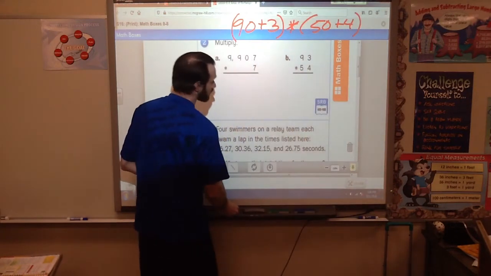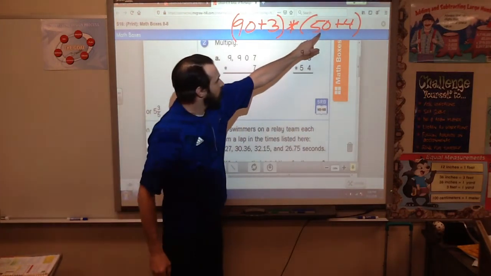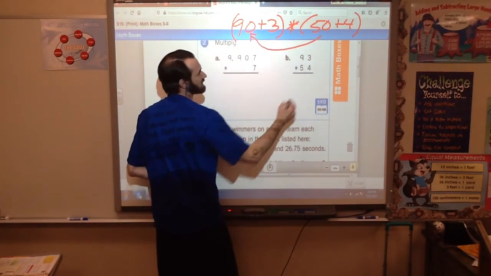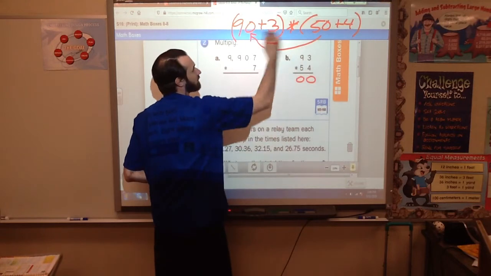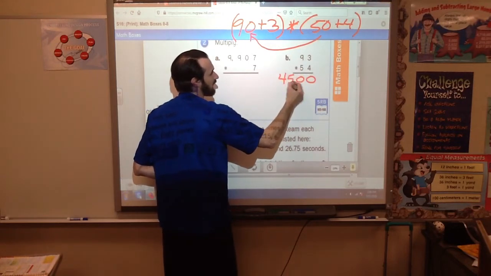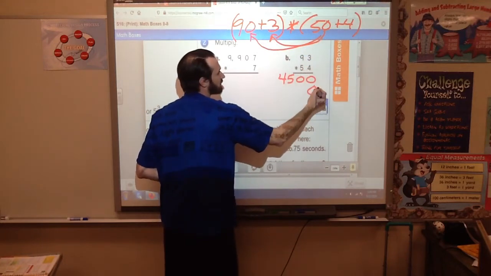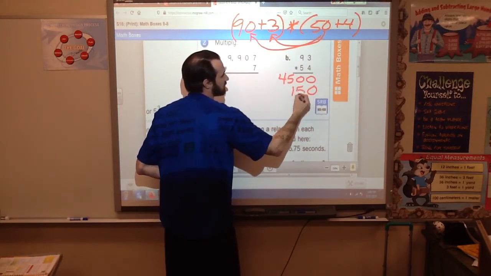And what we're looking at here is, first you got to do tens times 10. So we're going to do 50 times 90. I'm going to put 2 zeros, and 5 times 9 is 45. Then I'm going to do 50 times 3. There'd be 1 0 from the 50. 5 times 3 is 15.